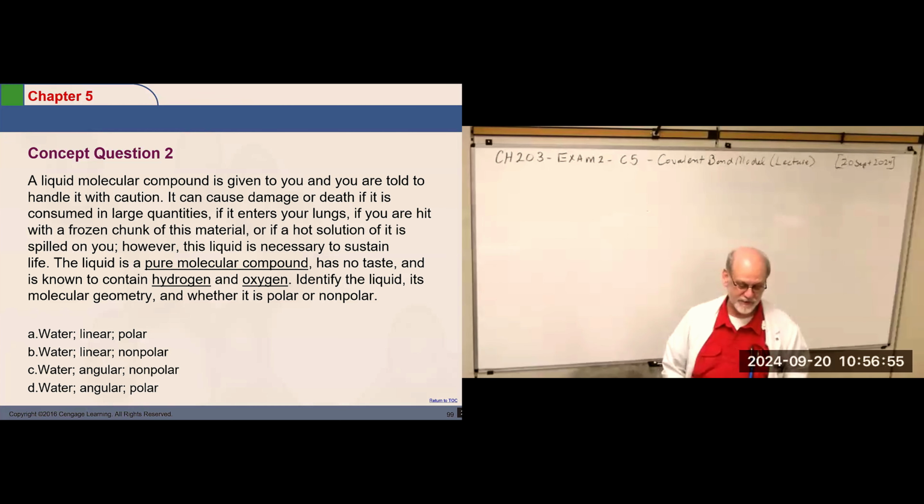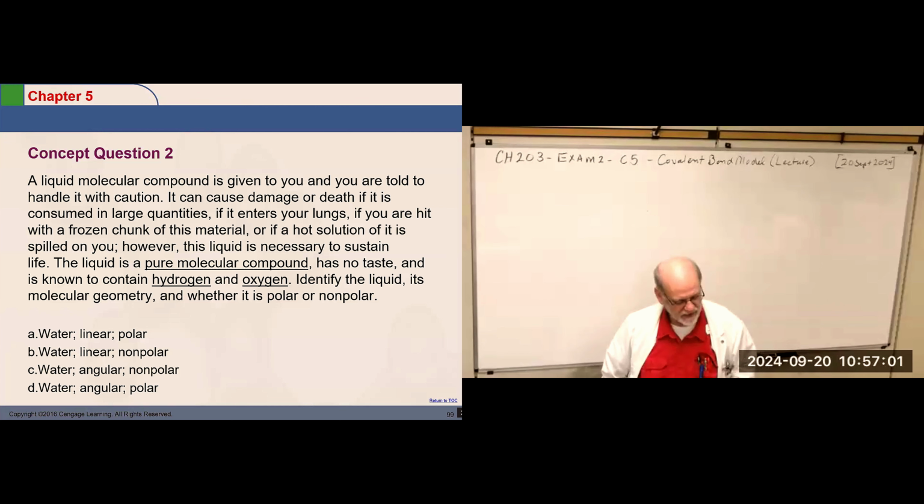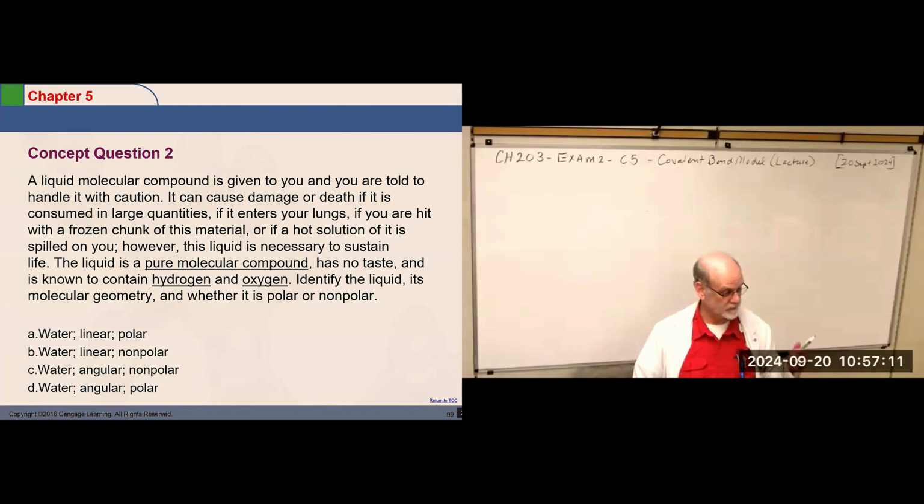And you look at the answers too. The liquid is a pure molecular compound, okay? It has no taste and is known to contain hydrogen and oxygen. Identify the liquid and its molecular geometry. All right, hydrogen and oxygen and all that other stuff says it's got to be water, right? And we know water, we've drawn the structure, it's an angular or bent molecule, which means it's polar.